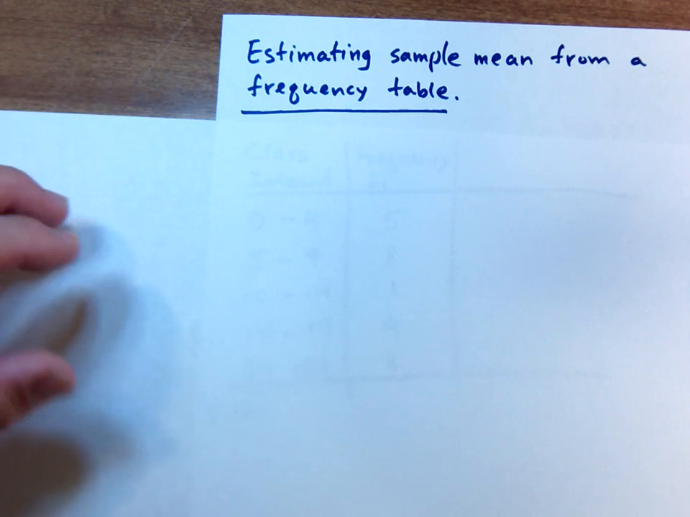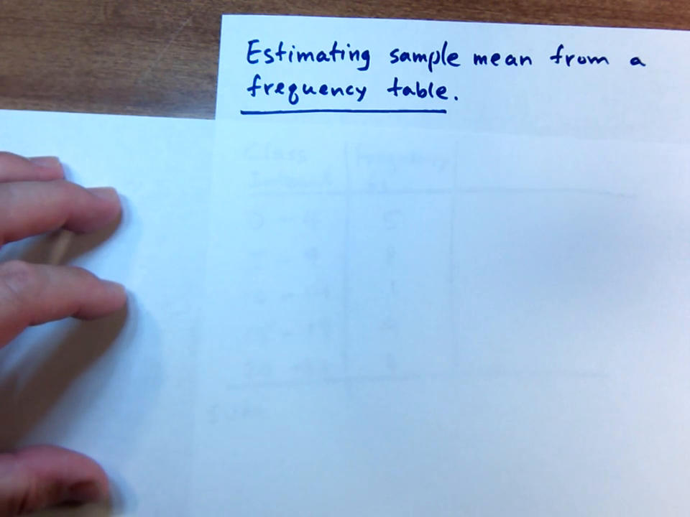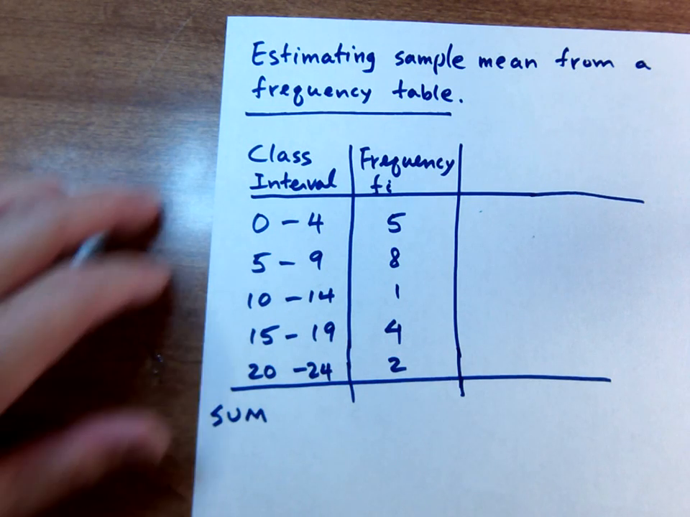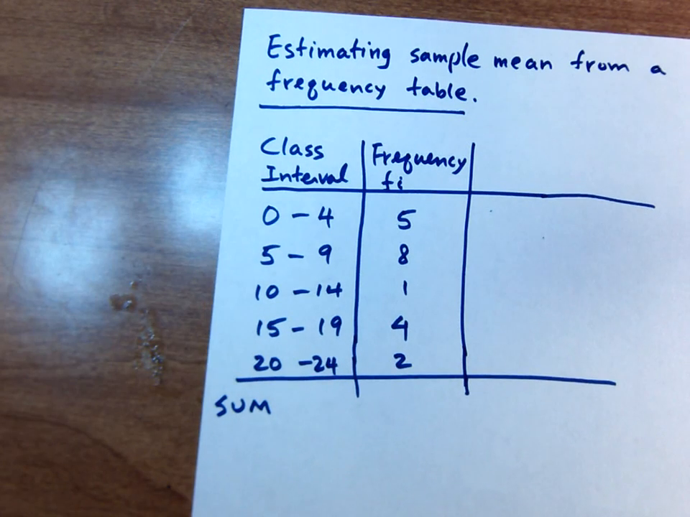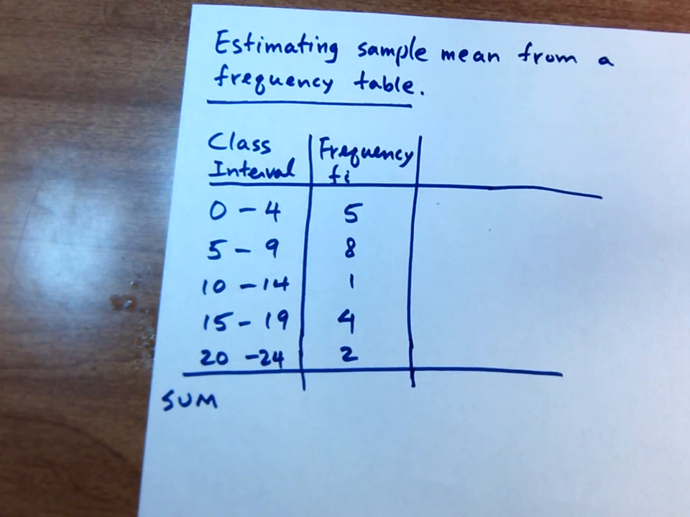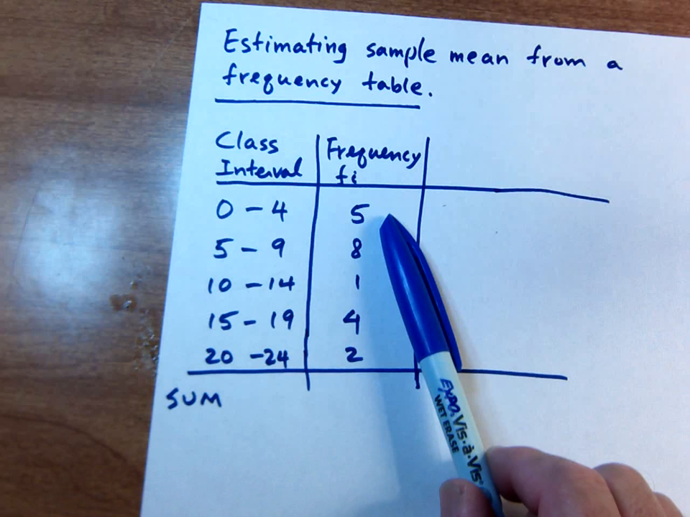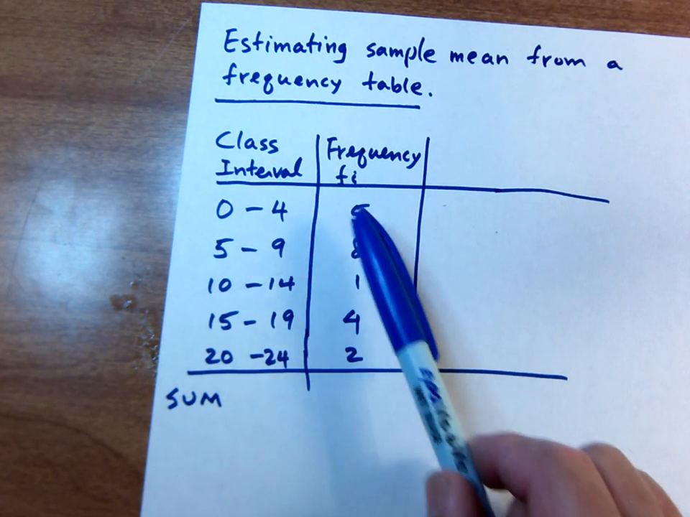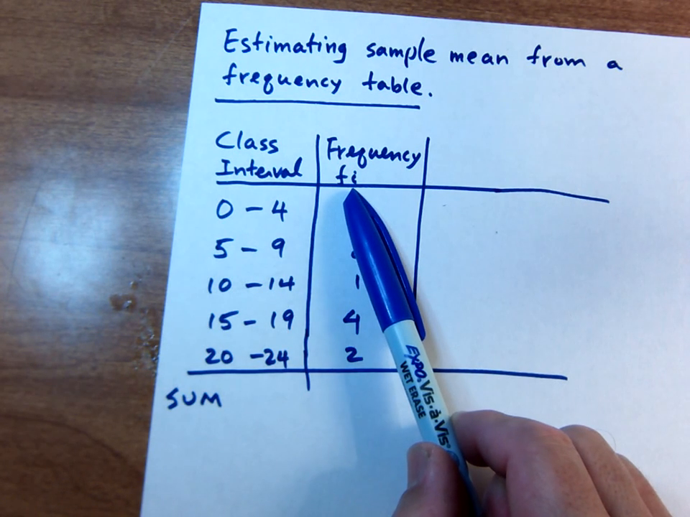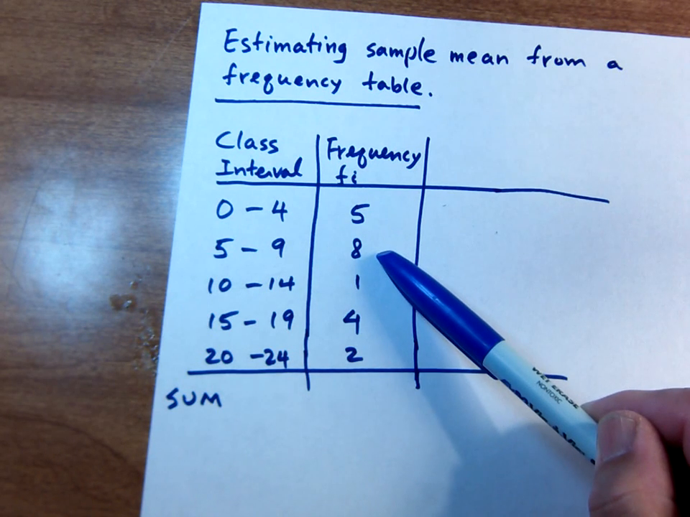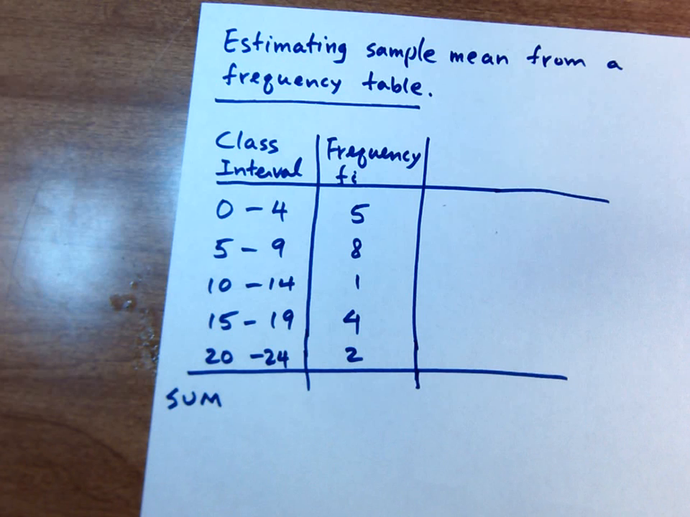Alright, here is an example of estimating sample mean from a given frequency table. Here is the frequency table in question. Here are our class intervals, 0 through 4, 5 through 9, and so forth. And here are our frequencies, which I'll label as Fi, F for frequency, and i is just the counter. So 5 is F1, 8 is F2, 1 is F3, and so forth.